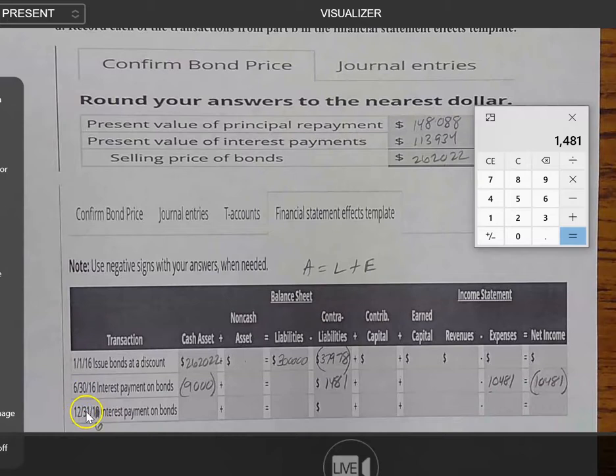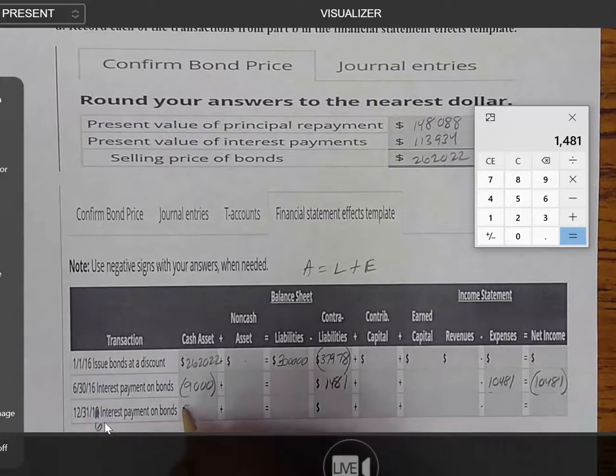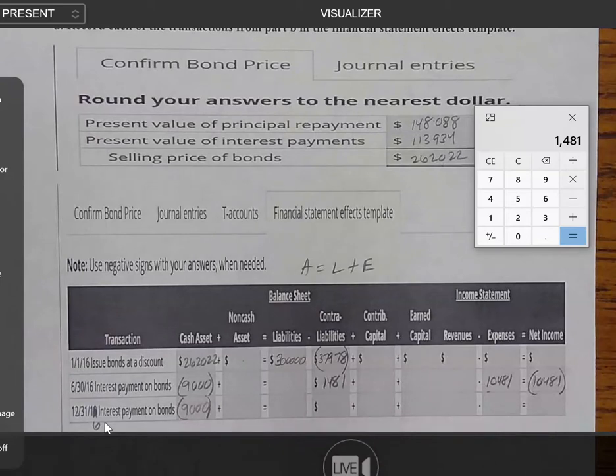And then for the December 31st, 2016 date, we're going to have the exact same thing for the cash paid. That's always, for this bond, going to be $300,000 times 3%. Again, we do not touch the liability. But in order to calculate interest expense, we're going to take this 1,481 and add to it this 262,022. And that's going to give us our new carrying amount of $263,503.